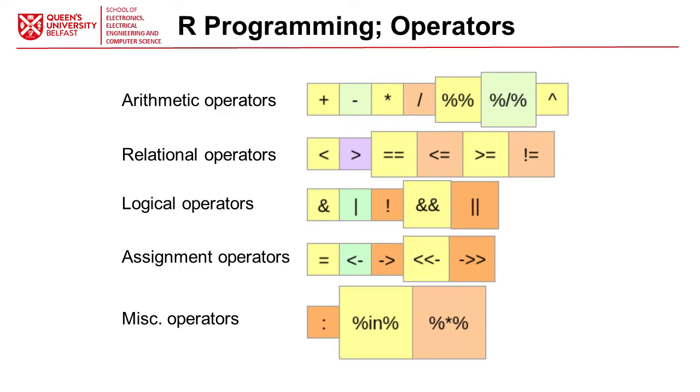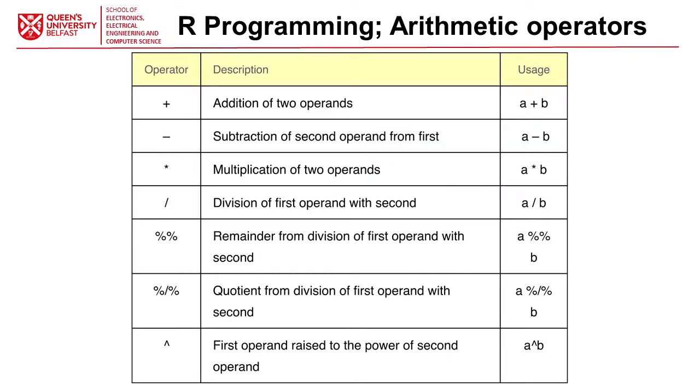Assignment, where you may use equal or the second one. So you can use any of these assignment operators, right? And these are three other operators. Colon, which you saw in vectors, we use it for creating a sequence of numbers. Percent in percent, star, percent. Okay, so we're going to see some examples of all of these operators.